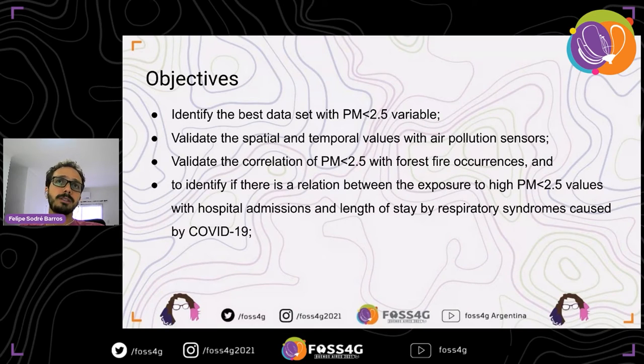Then we validate and model the correlation of the particulate matter with forest fire occurrence, and then, the core objective of this work, identify if there is a relation between exposure to high particulate matter values and hospital admission and length of stay for respiratory syndromes caused by COVID-19. Just a small disclaimer: we are not relating the particulate matter with the spread of COVID-19. We are relating it to whether there is any increase in hospital admissions related to exposure to particulate matter.